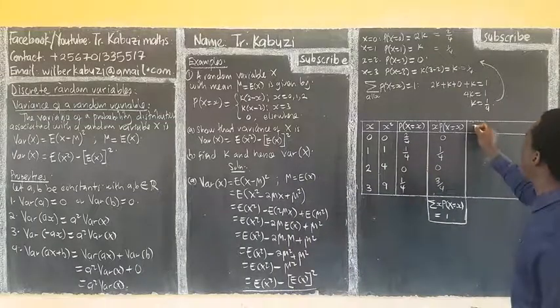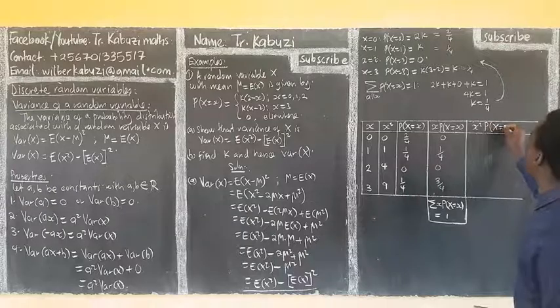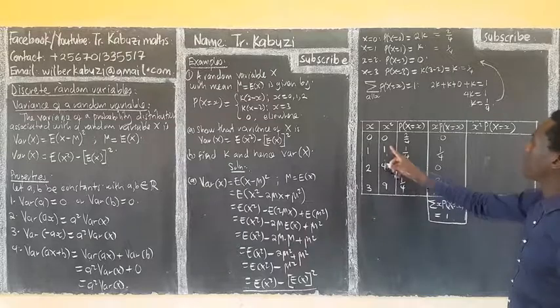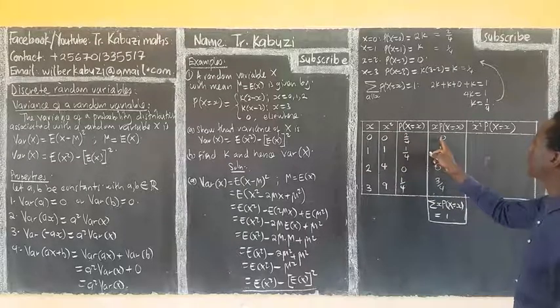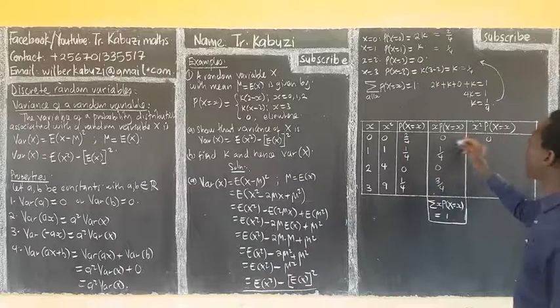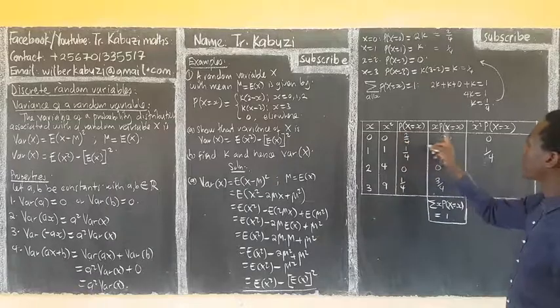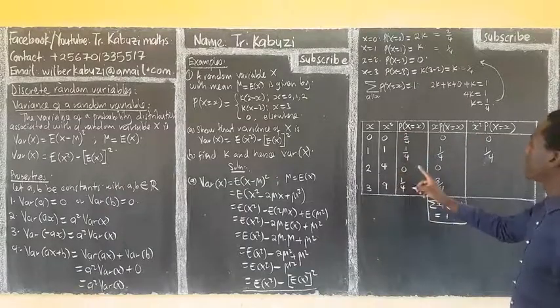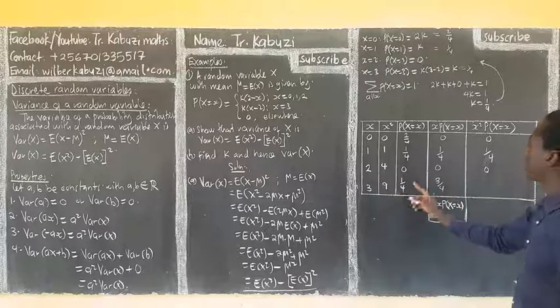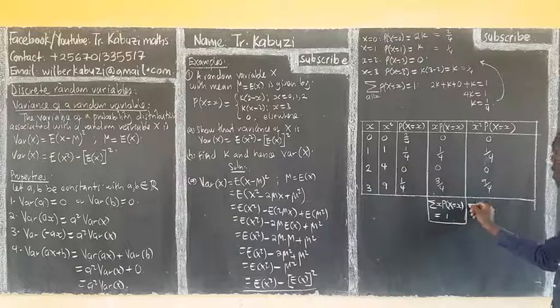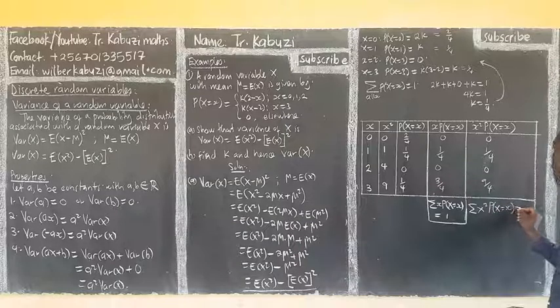Now I also need x squared times the probability of x. So this times this times the probability, I get 0. Then this times this, I get a quarter. Then this times the probability, I get 0. Then this times this, I get 9 over 4. The LCM is the same. So when I sum x squared times the probability, I get 10 over 4.